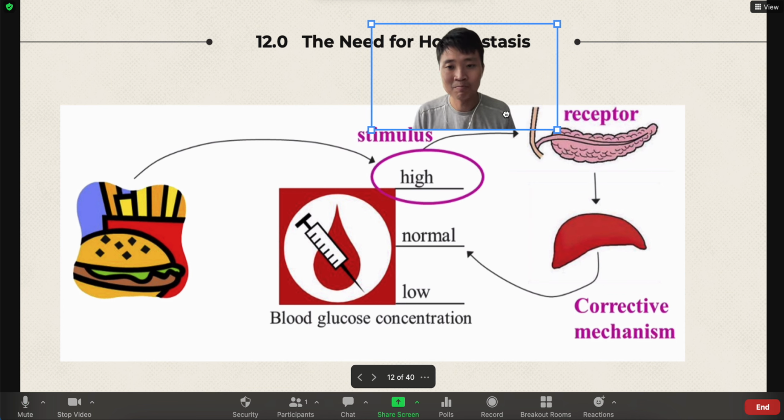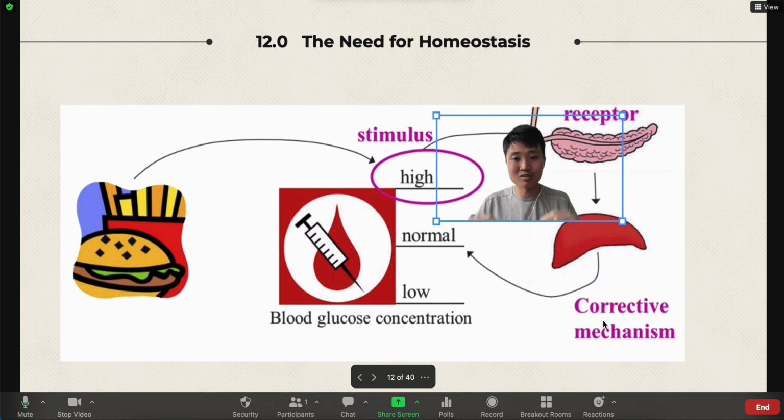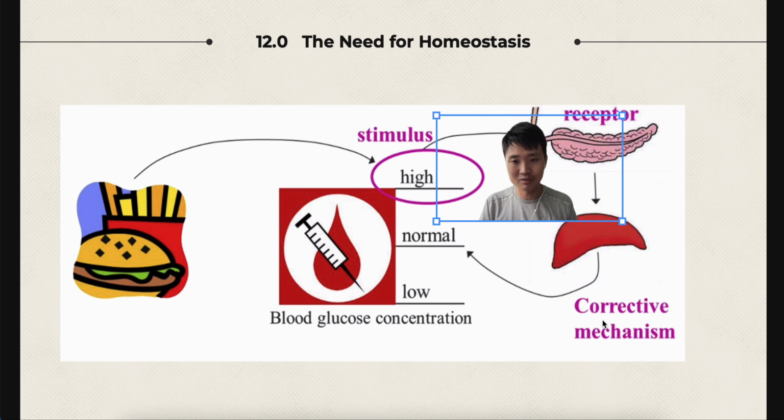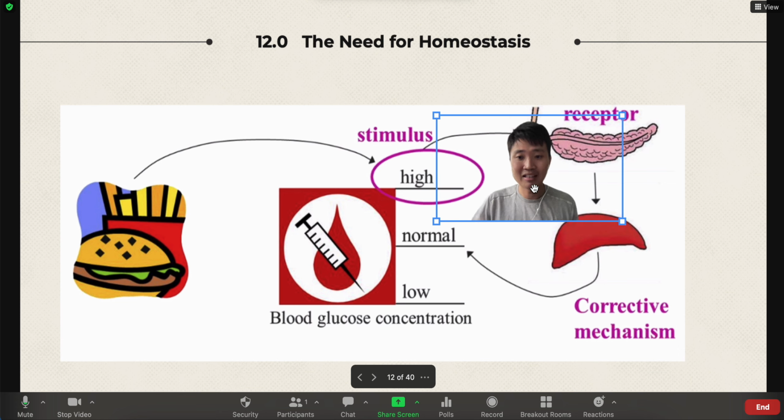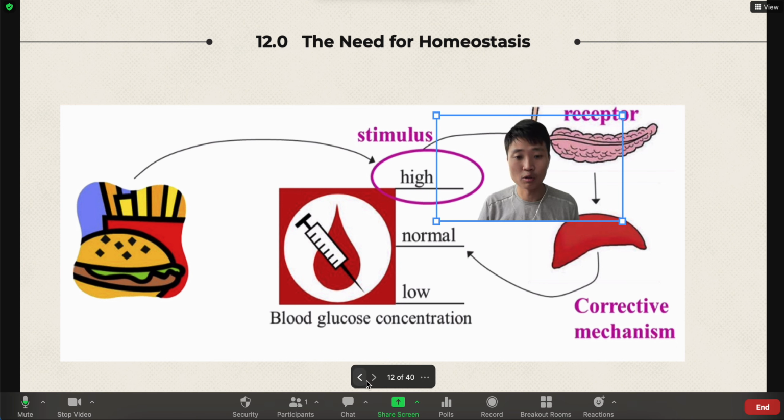When it detects this change, a corrective mechanism will take place, which you should know by now. That one we'll cover later. So the pancreas will detect this change and then secrete insulin, not glucagon, insulin. Then after that, it will bring it back to normal. So that's one complete loop of the negative feedback process.